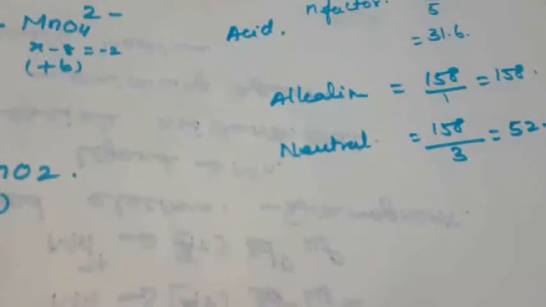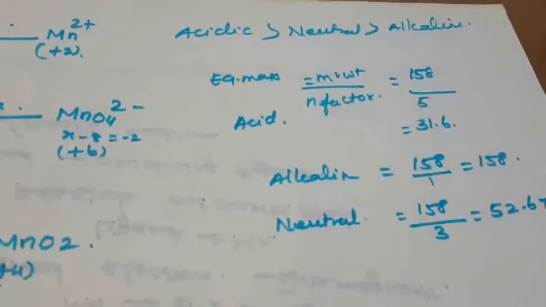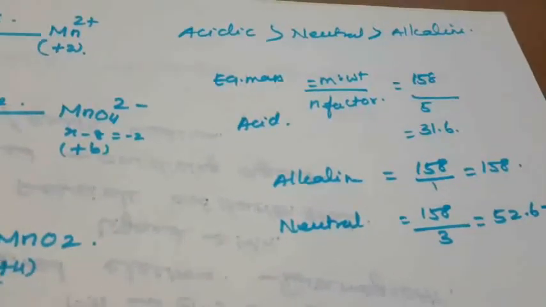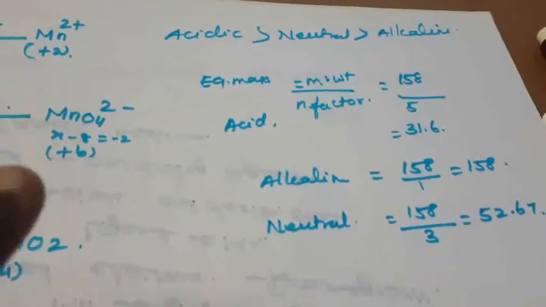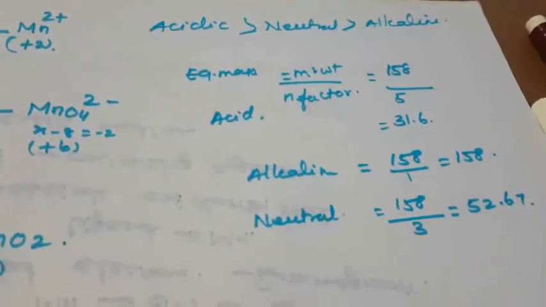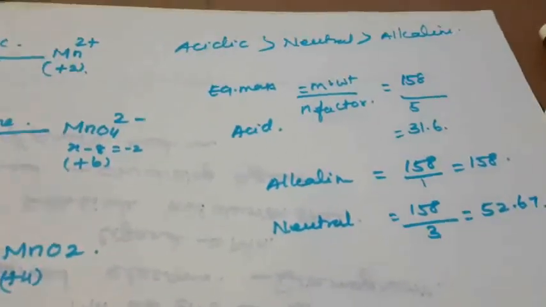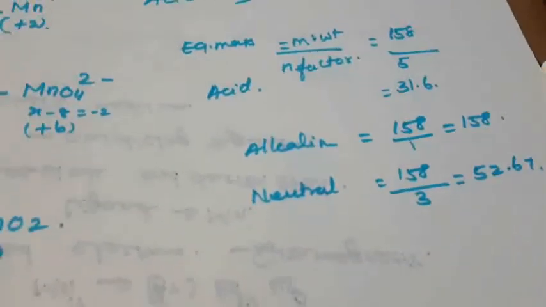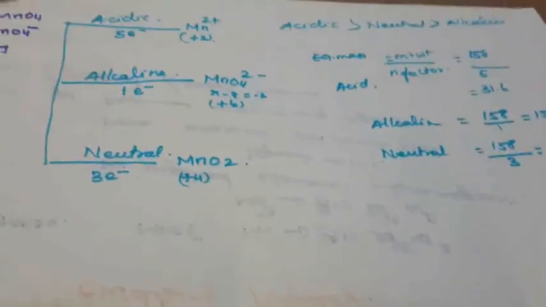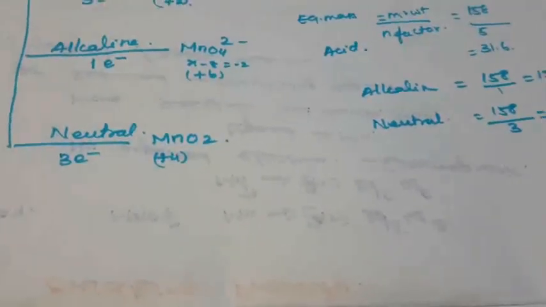According to this concept, potassium permanganate acts in a different way in acidic medium and in alkaline medium. So that is what we can explain here. Next, we will see how to explain the neutral medium and acidic medium in the next video.